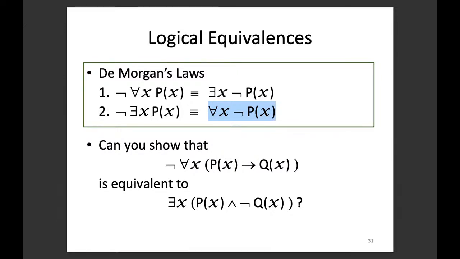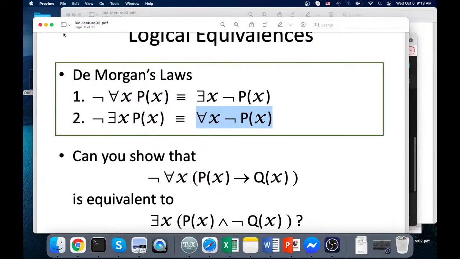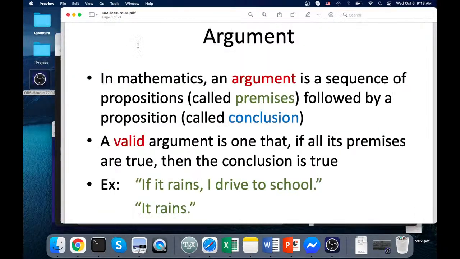Okay, so this is what I want to talk about for predicate calculus. Let's move on to another, more exciting topic, the rules of inference. When we talk about the rules of inference, we are getting close to proving things.